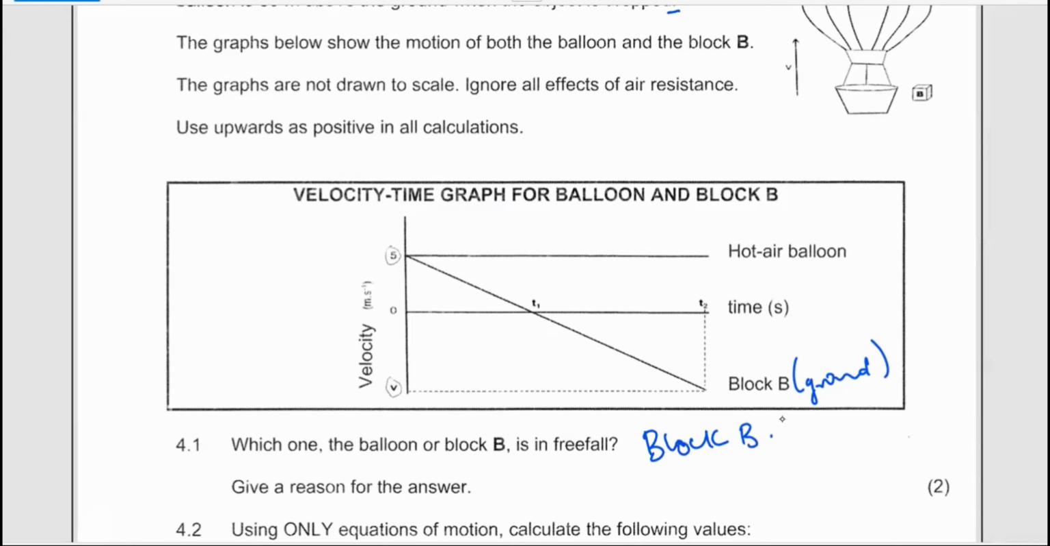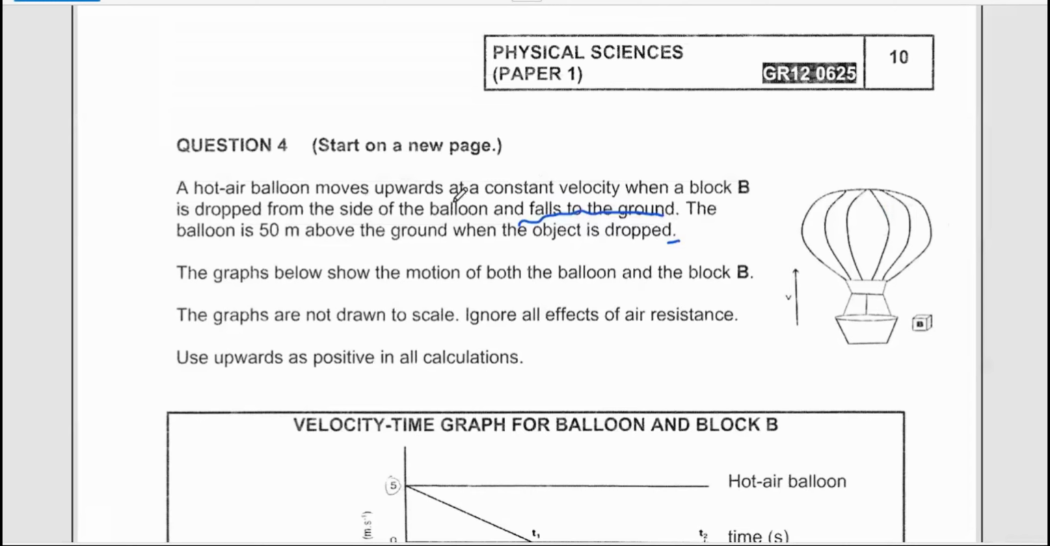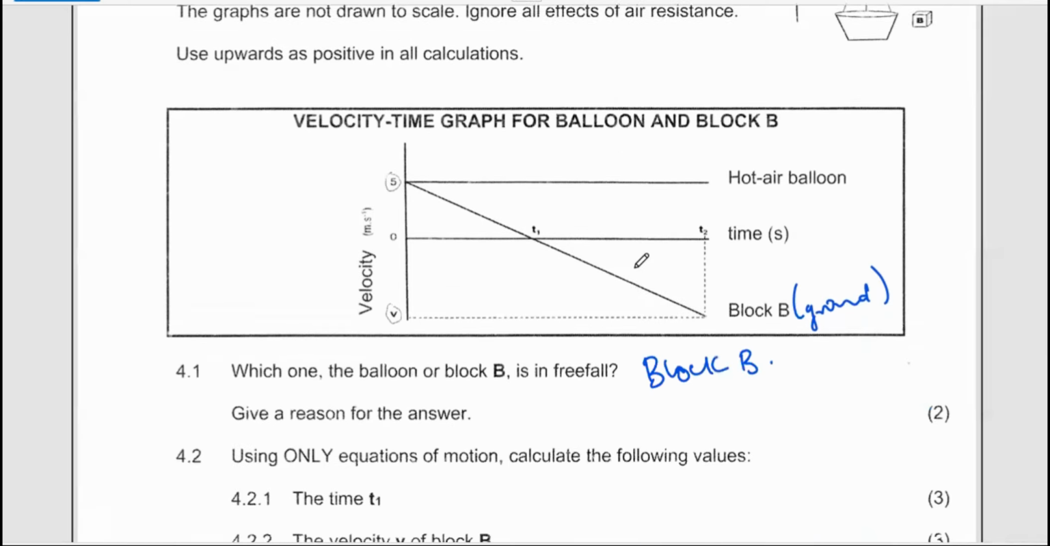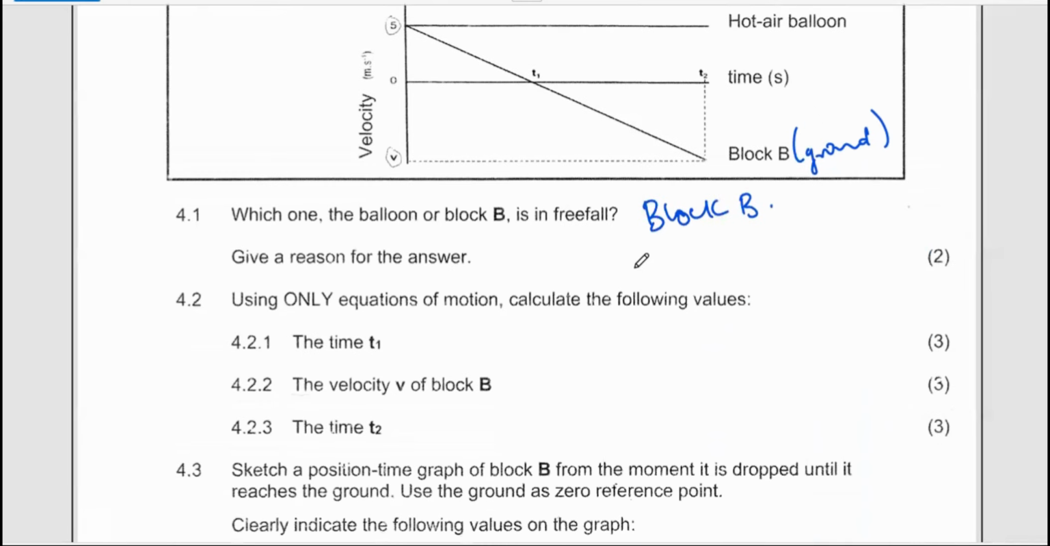Okay. Why is it block B? Because we know that this hot air balloon moves up at a constant velocity. Then when you look at the block, it is just dropped. When it is dropped, it's like there's no initial velocity to it. So block B will be under free fall. And what is the reason?